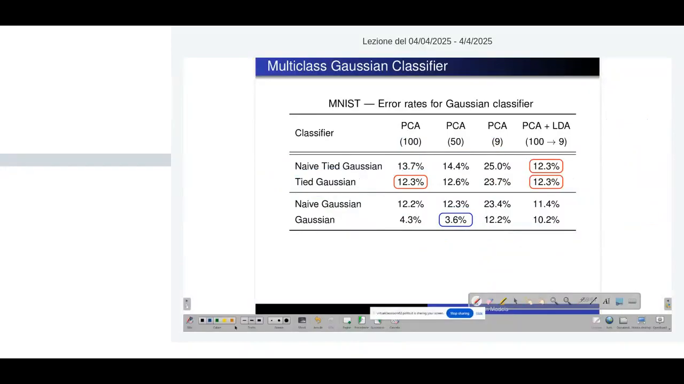So this shows that for this task, looking for an optimal M is relevant because it can give us a significant improvement with respect to just trying large values for the PCA.